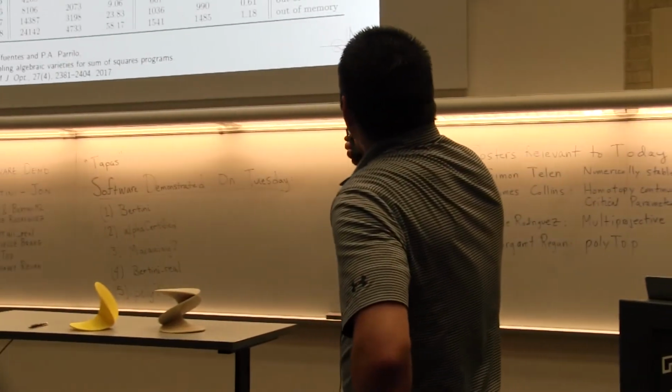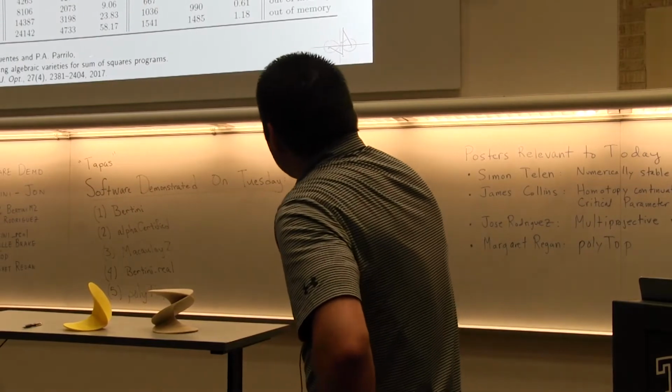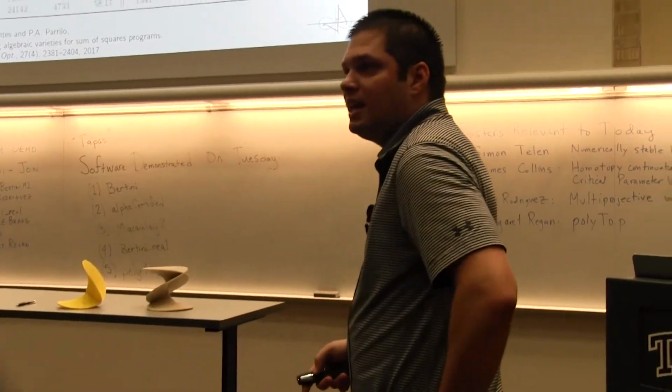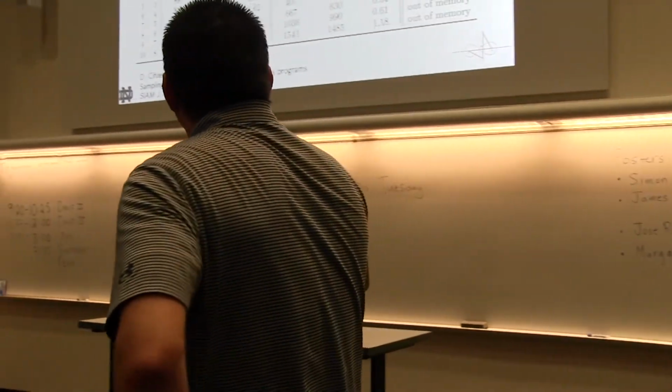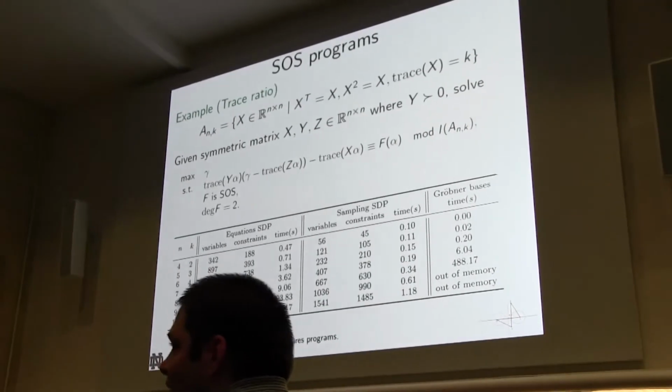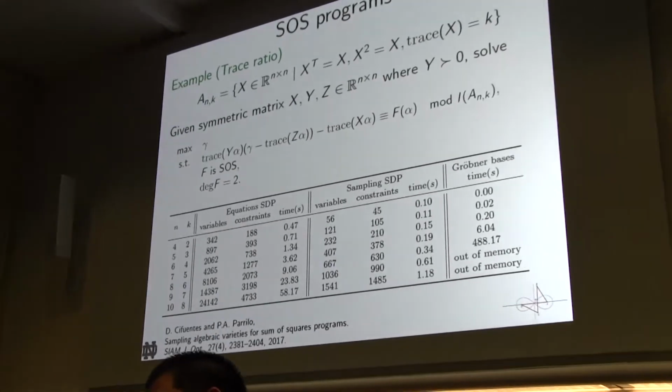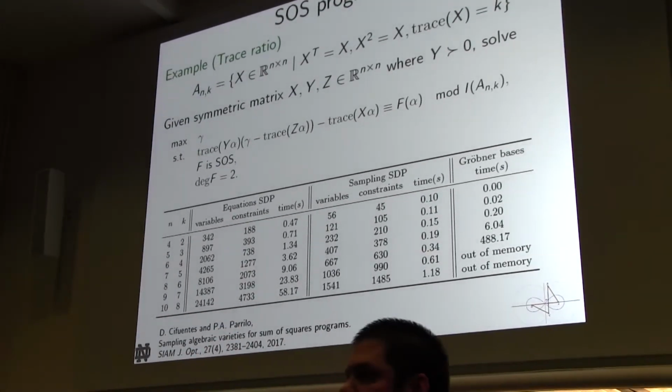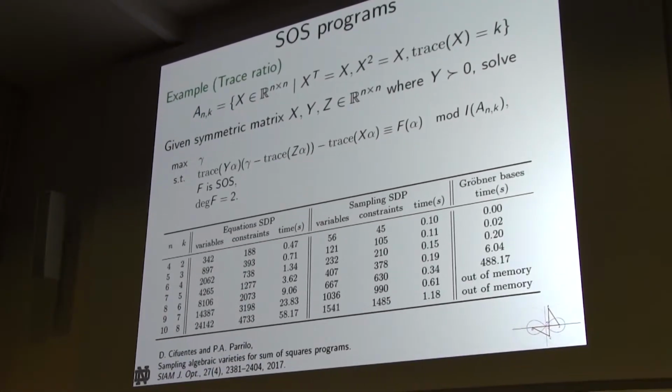If you use the defining equations that you have here, you can get a semi-definite program. And the key thing is not necessarily what the data is, but look at the comparison. By using sample points, you get a much smaller SDP, many fewer constraints, and the time is much faster.